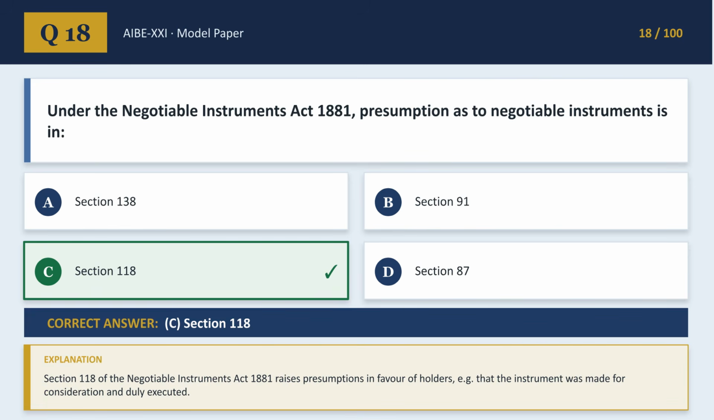Question 18. Presumption as to negotiable instruments under the Negotiable Instruments Act 1881 is in Section 118. The correct answer is C. This section raises presumptions in favor of holders, such as consideration and due execution.